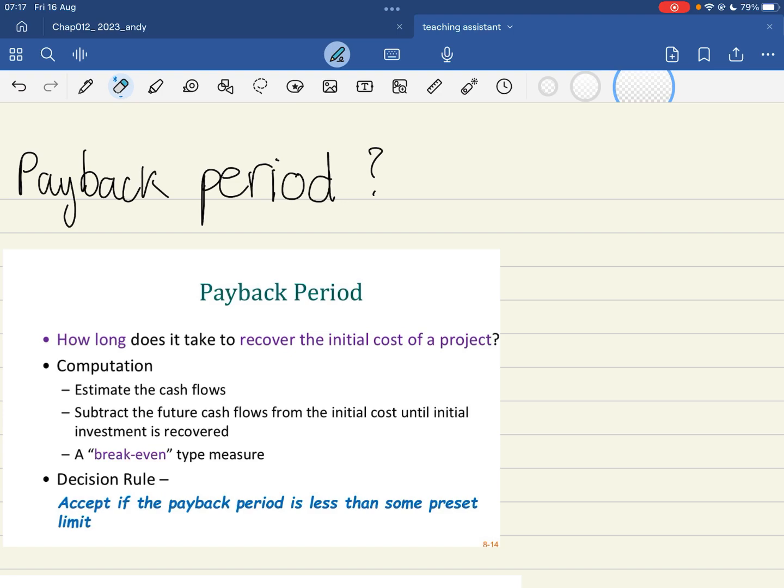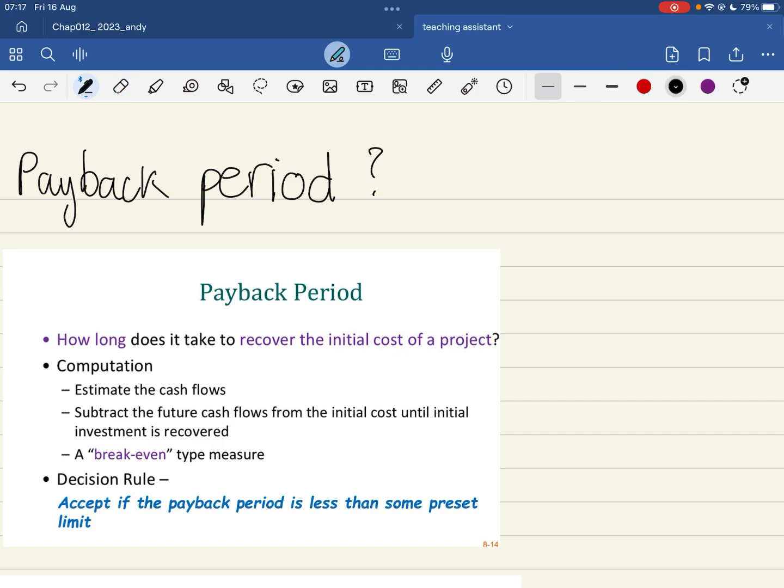So the second investing strategy we can use is payback period. So what is the payback period? Let's first together review the definition. Payback period tries to answer the question, how long does it take to recover the initial cost of a project?